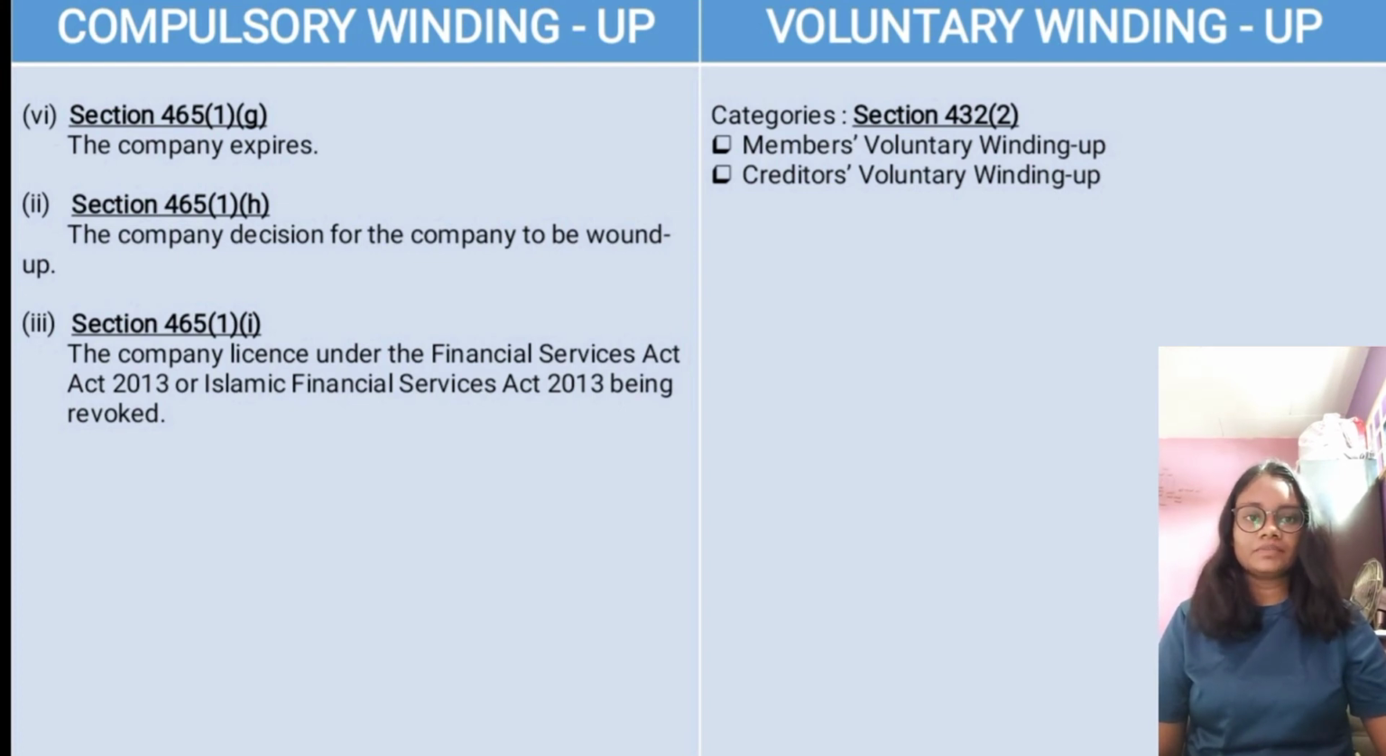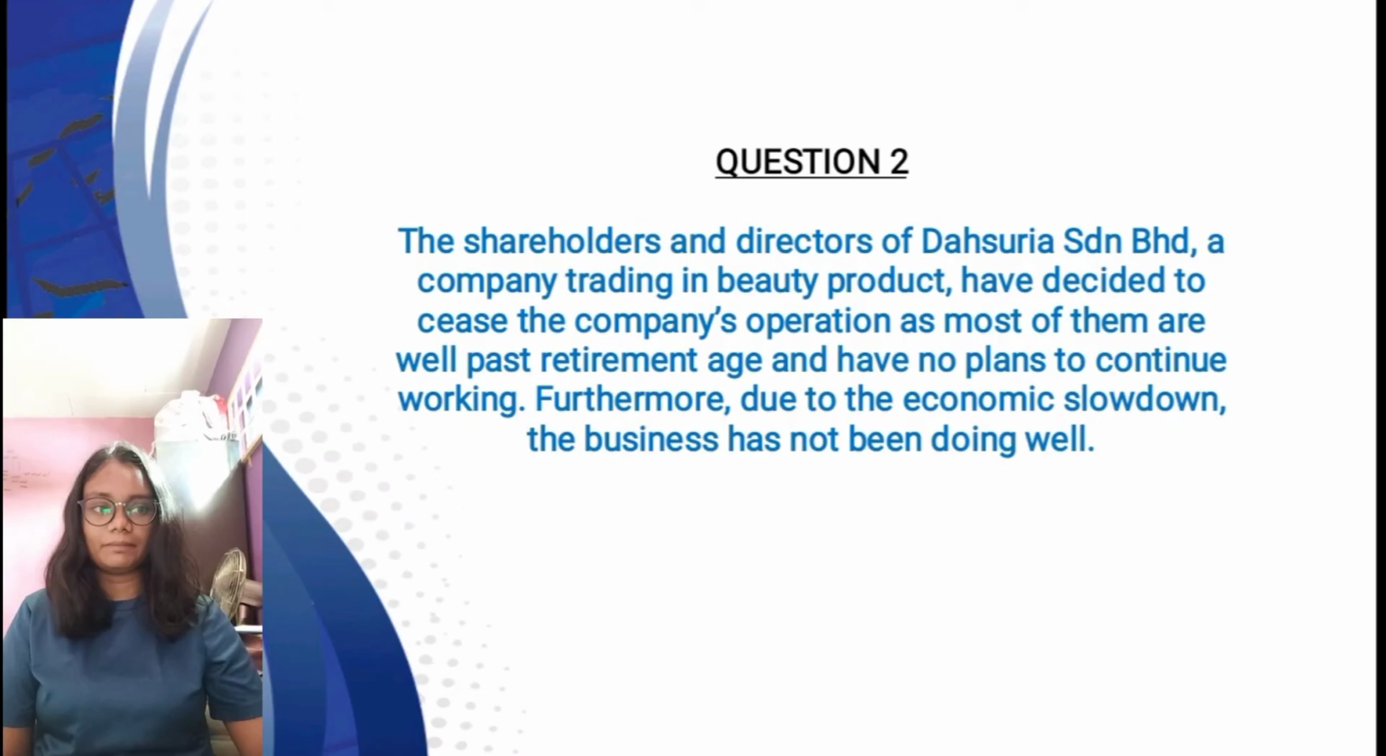There are three more sections in compulsory winding up, which are section 465 subsection 1g, the company expires, section 465 subsection 1h, the company decides to be wound up, and section 465 subsection 1i, the company's license under the Financial Services Act 2013 or Islamic Financial Services Act 2013 being revoked. Under voluntary winding up, there is one section, which is section 432 subsection 2, members' voluntary winding up and creditors' voluntary winding up. Now we will proceed to the second question given.